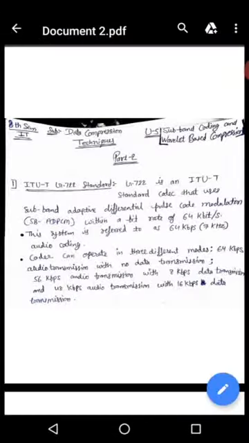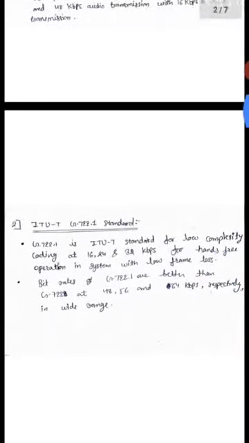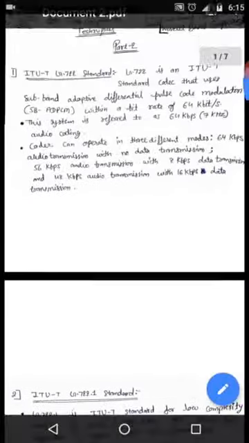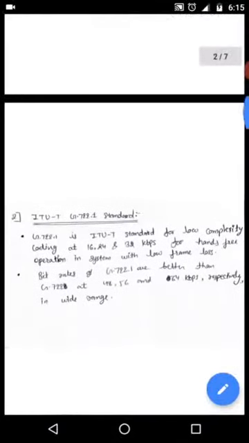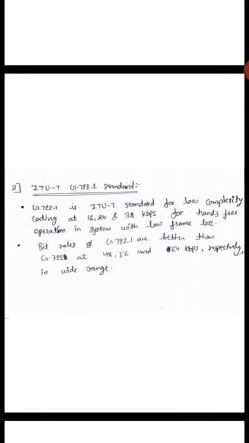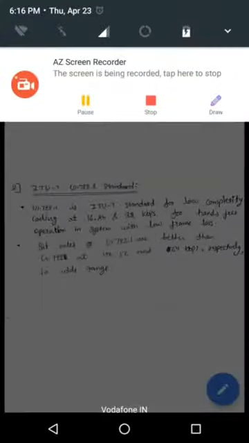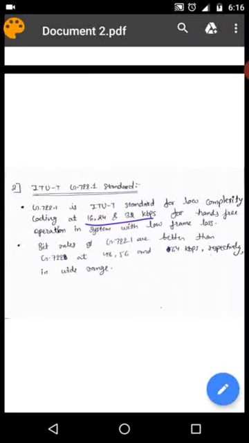Now the next topic is G.722.1 standard. What is G.722.1 standard? It is also an ITU-T standard for low complexity coding at 16, 24 and 32 kbps for hands-free operation in systems with low frame loss.